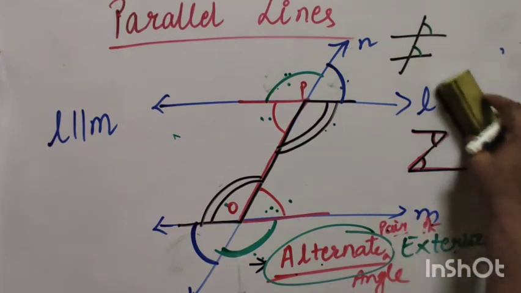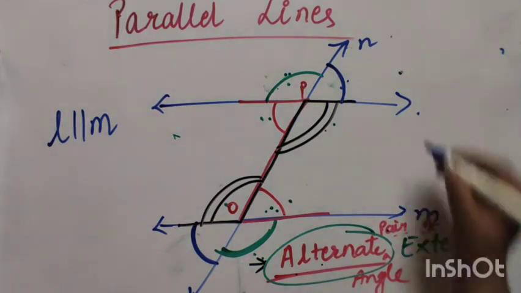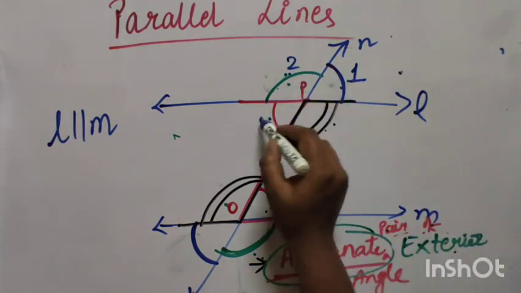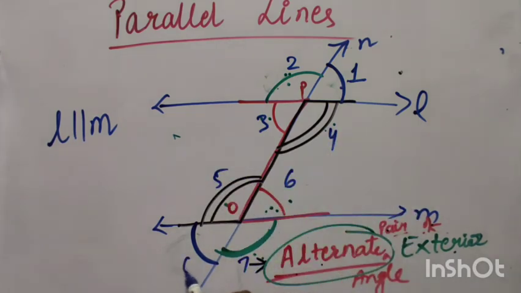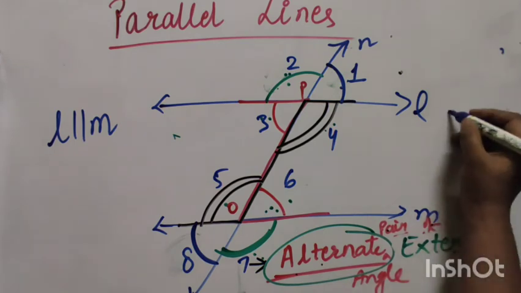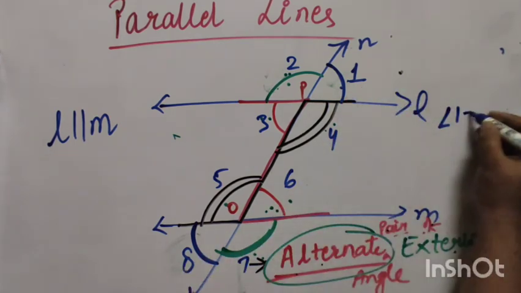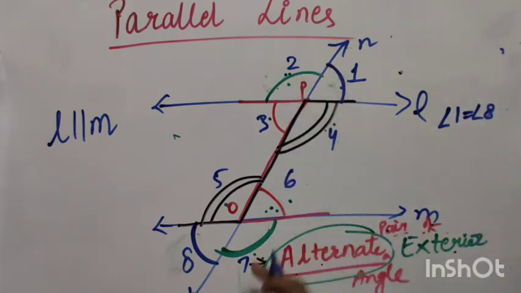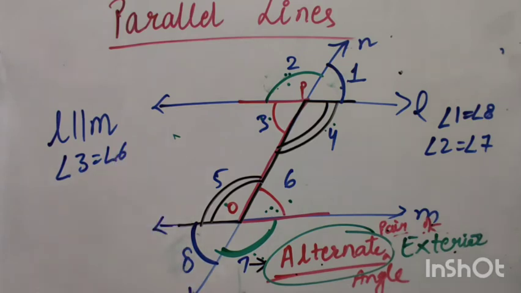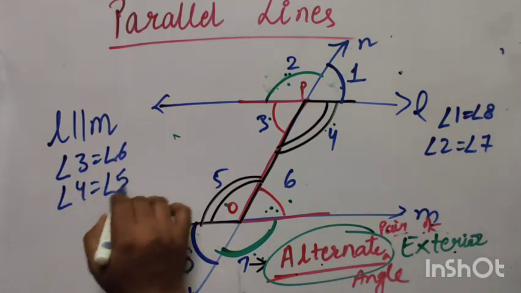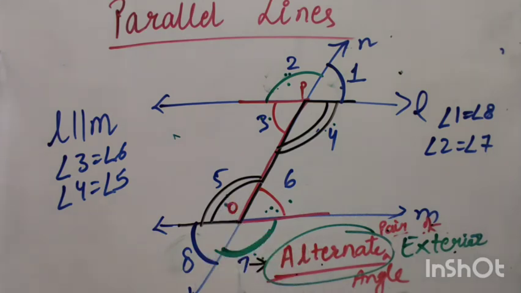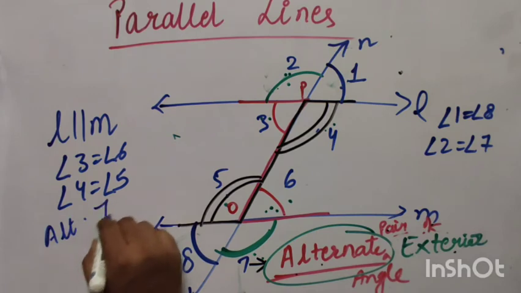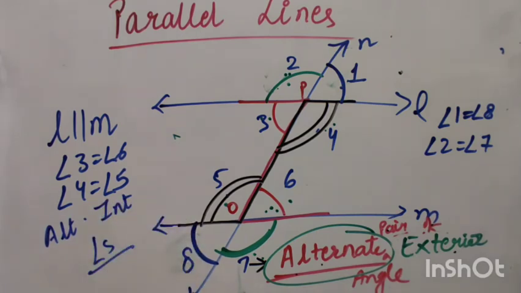So here we can see that, if I am going to give the names 1, 2, 3, 4, 5, 6, 7, 8, then angle 1 and 8 are equal to each other. Angle 2 and 7 are equal to each other by the reason alternate pair of exterior angles. Similarly, we can say that angle 3 and 6 are equal to each other, and angle 4 and 5 are equal to each other by the reason alternate interior angles. Right, children?